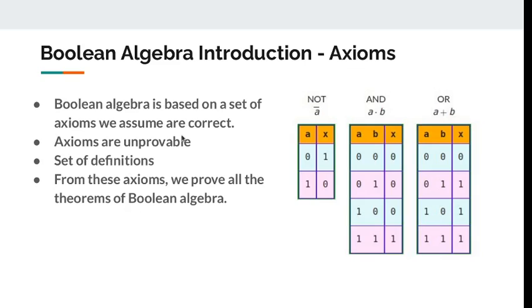First of all, Boolean algebra is based on a set of axioms that we assume are correct. We cannot prove the axioms, we just state them, and we use those axioms to prove all the theorems of Boolean algebra. Those are sets of definitions that we have to use in order to have those equations and simplifications that we want proven and working.